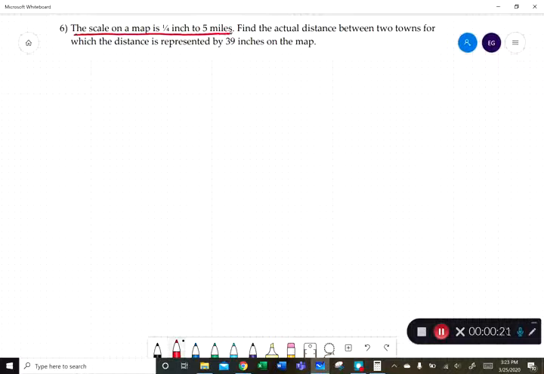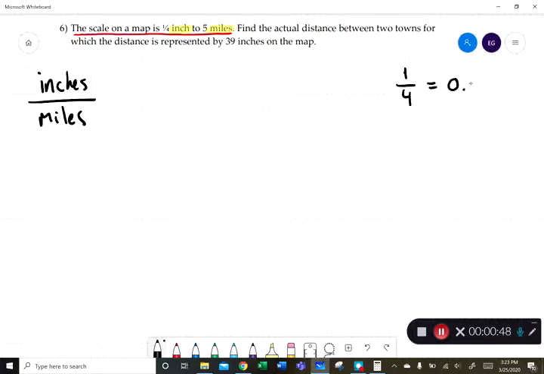So we're looking at the connection between two units. We have inches and we have miles. So there's our ratio, inches to miles. And I don't like using a fraction inside of another fraction, so instead of saying 1/4 over 5, well, 1/4 is the same as 0.25. So let's use 0.25, so we don't have fractions inside of fractions.